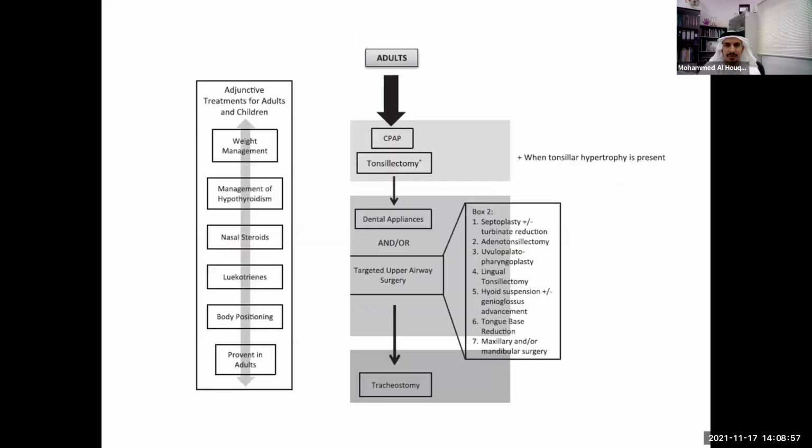So what about adults? Adults is the other way around. We don't start with surgery. We do start with CPAP therapy, unless there's a clear tonsillar hypertrophy, where we would recommend adenotonsillectomy if applicable, which may help the patients to utilize their CPAP machine. Also, if the patient is having a deviated septum, then we do septoplasty. Besides adenotonsillectomy, we do send patients to a surgeon to evaluate for any other possible surgical intervention.